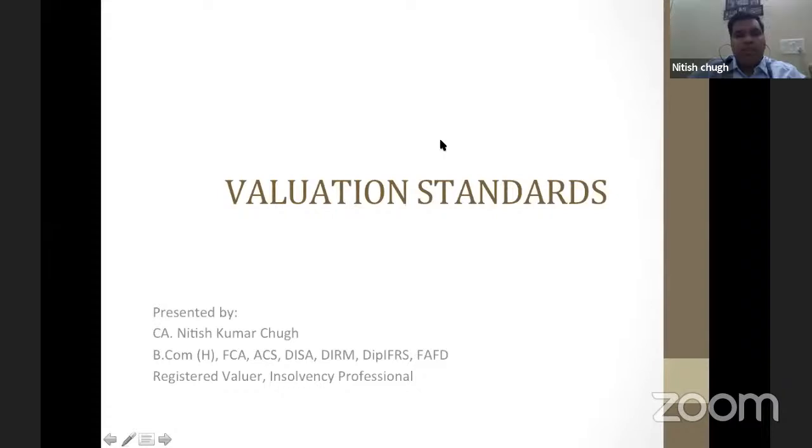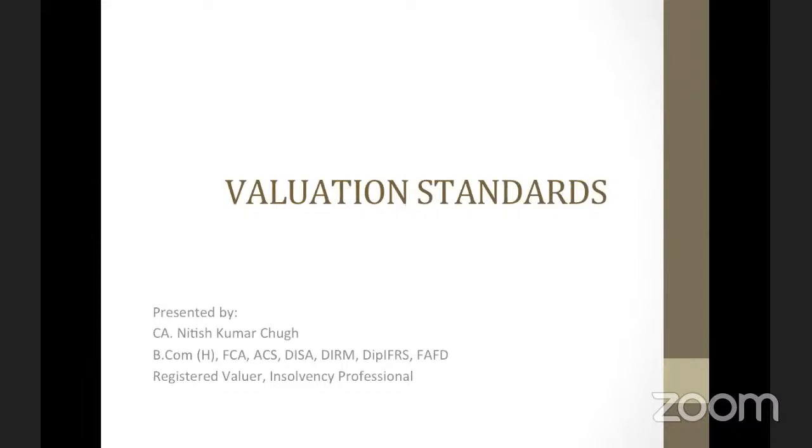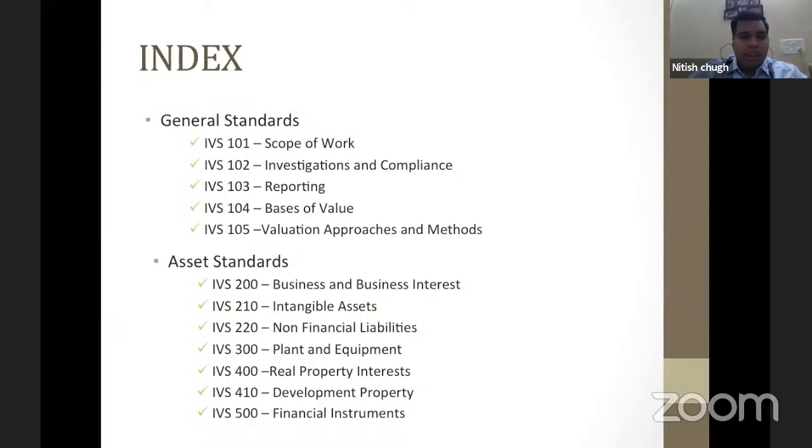Valuation standards. So we are covering this very, very important topic relating to valuation standards. There are two types of standard. The first one is the general standard, and the second one is the asset standards. There are 5 standards that are general in nature. The first one is the scope of work, IVS 101. IVS 102 is investigation and compliance. IVS 103 is the reporting. IVS 104 defines the basis of valuation. IVS 105 is the valuation approaches and methods.